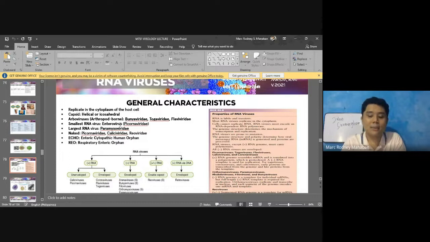Now, for arboviruses, take note, dears, these are the arthropod-borne viruses. That's why it's called arbo. And this is the other question in my board exam in virology. The only question in virology, actually. It was number one in my microbiology exam. The question was, which of the following is not an arbovirus? Letter A, Zika. Letter B, Dengue. Letter C, Chikungunya. And then letter D, CMV. What is the answer?